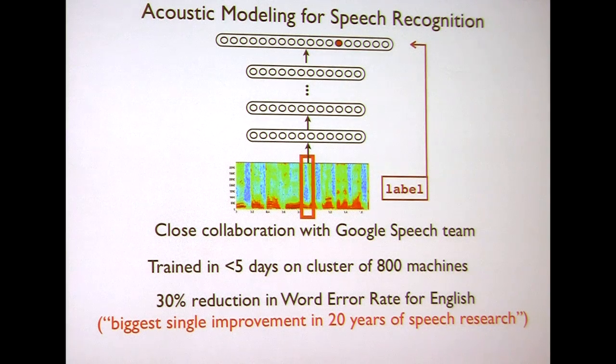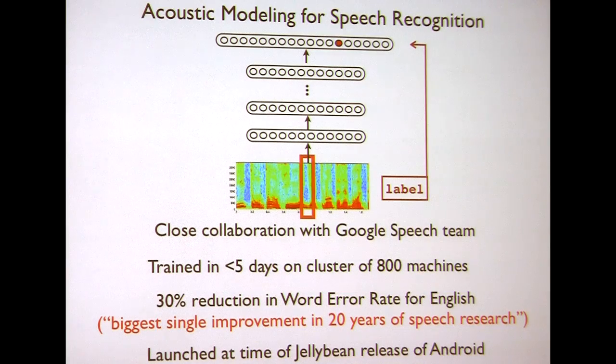And essentially when we first deployed the neural acoustic model instead of the previous model, which was based on Gaussian mixtures, we got a 30% reduction in word error rate for English. And one of the people on the speech team said, wow, that's the single biggest improvement I've seen in my 20 years in speech. I'm not a speech person. How many layers? When we first deployed it, it was 6, and it's a little more now. And this has been launched since Jelly Bean. So when you're speaking into your Android phone, that's what you're talking to.